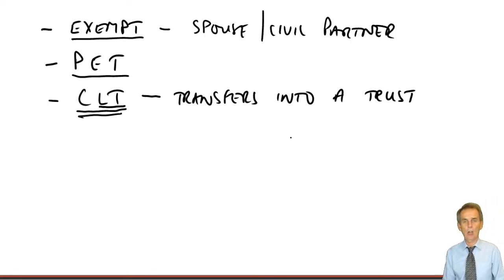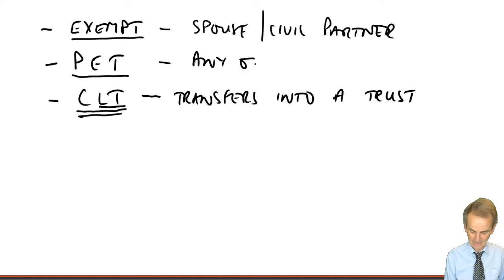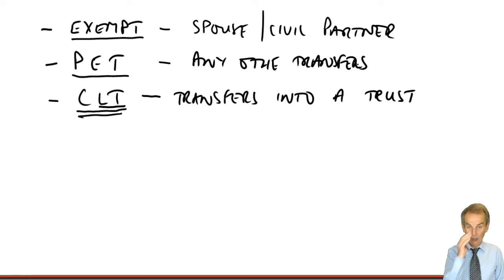Transfers into a trust are the only examples of CLTs that we will see. And basically PETs are any other transfers. Any other transfers to individuals that you make in lifetime. Now, the typical ones that you are going to see will be to members of your family other than your spouse or civil partner. So again, any other transfers?